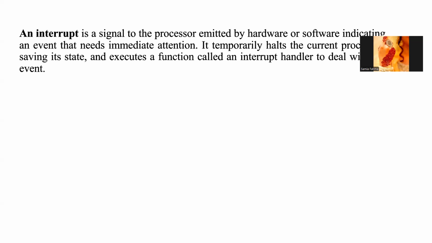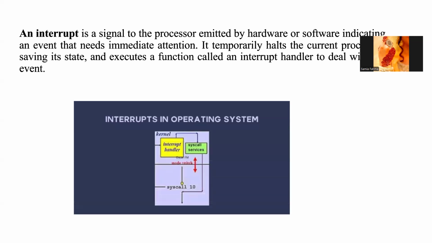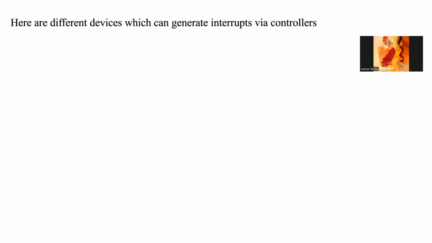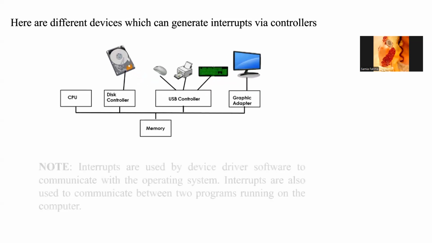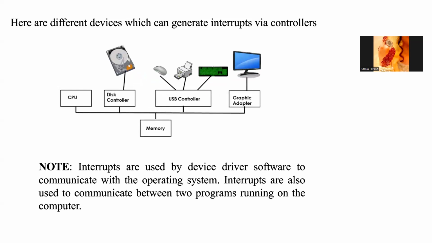To understand an interrupt, it's as simple as someone tapped your shoulder in the middle of your work, which is interruption for you. Likewise, an interrupt is a tap on the shoulder for CPU. It's a signal saying, hey, something needs your attention right now. This signal can come from hardware or software and helps the CPU manage multiple tasks efficiently. Here are different devices which can generate interrupts via controllers. Interrupts are used by device drivers software to communicate with the operating system.